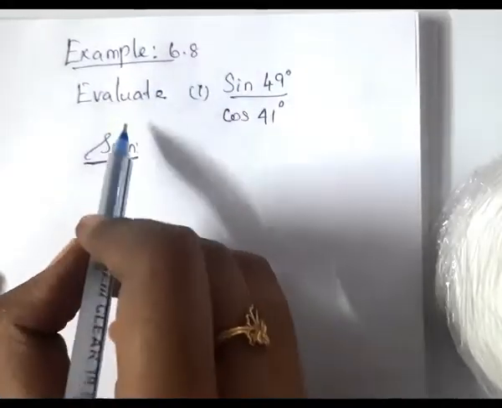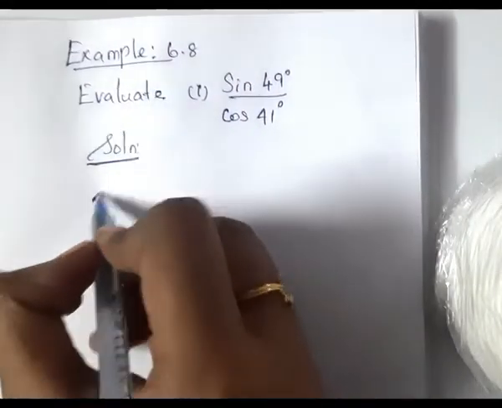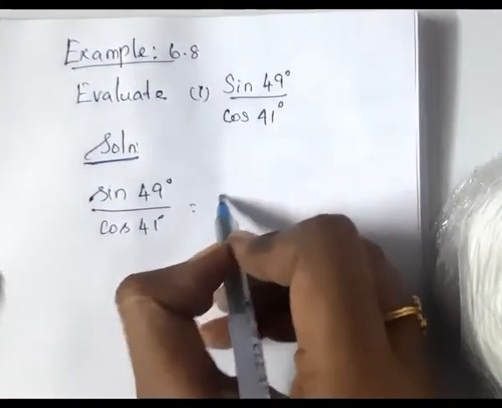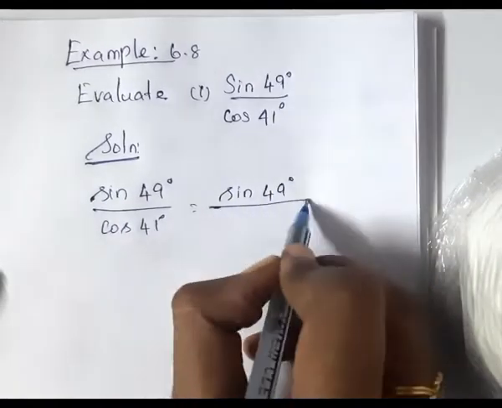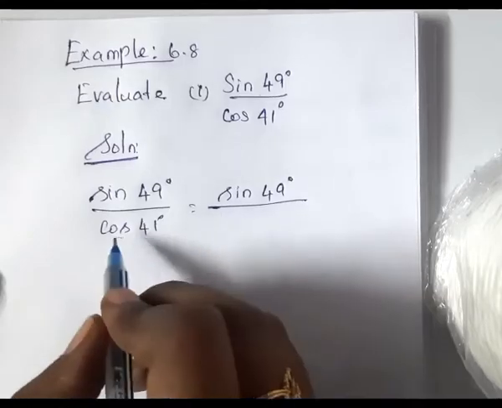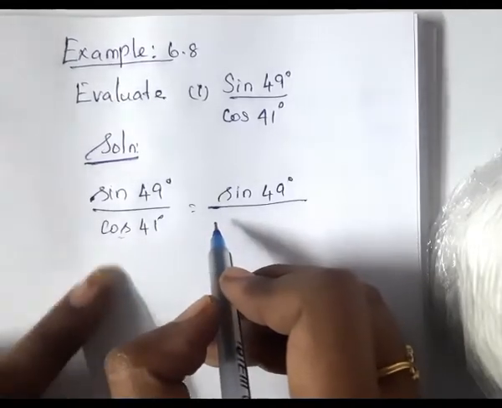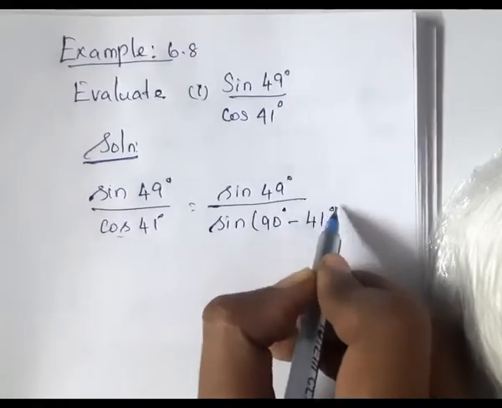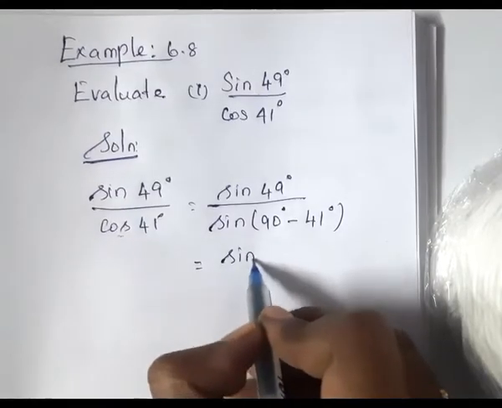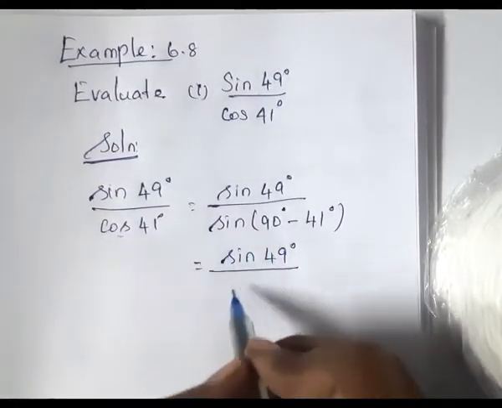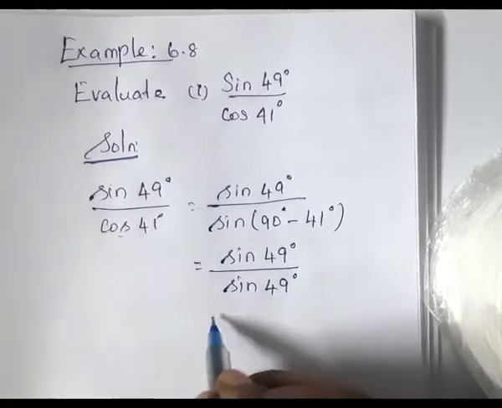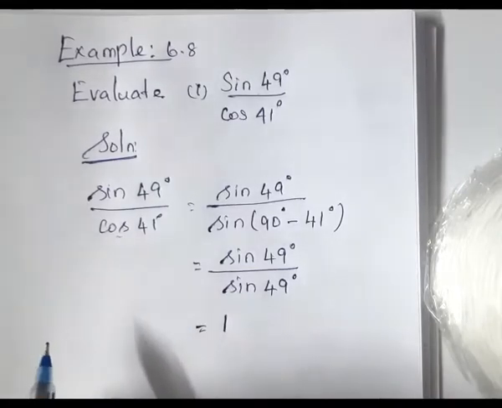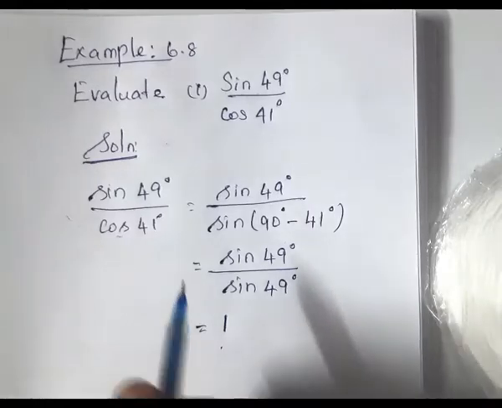Next example 6.8, evaluate this value. So sin 49 degree by cos 41 degree equal to sin 49 degree. We can rewrite this cos in terms of sin. You know, sin and cos are related. How can you change it? Sin 90 degree minus 41 degree. That is equal to sin 49 degree by sin 49 degree. You can cancel because both are the same. Your answer is 1. So the value of this is 1. So it is the first one.